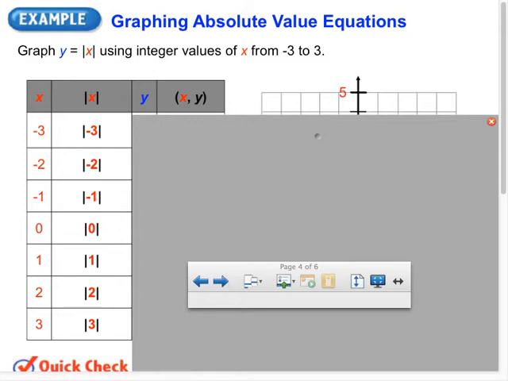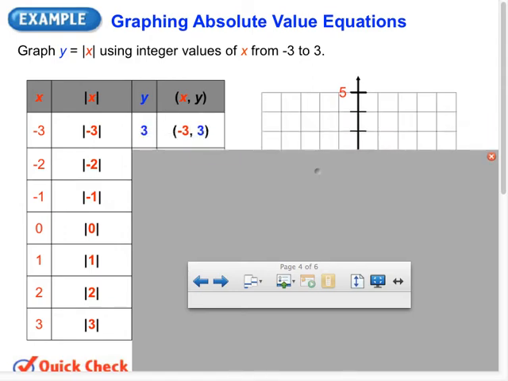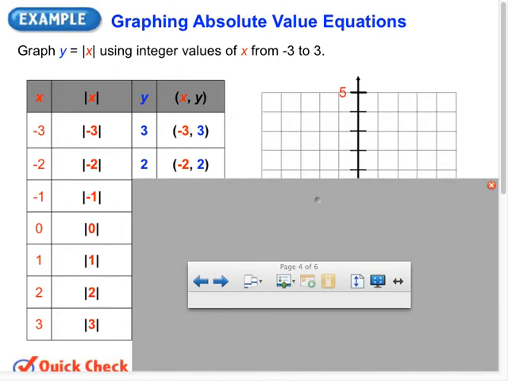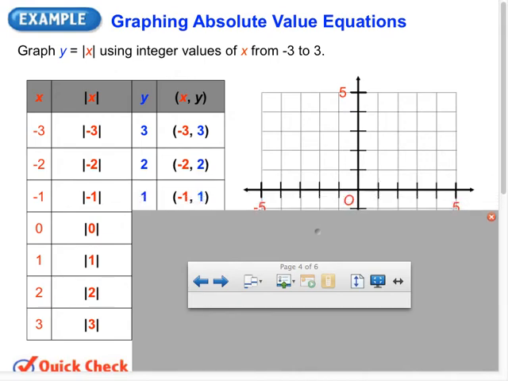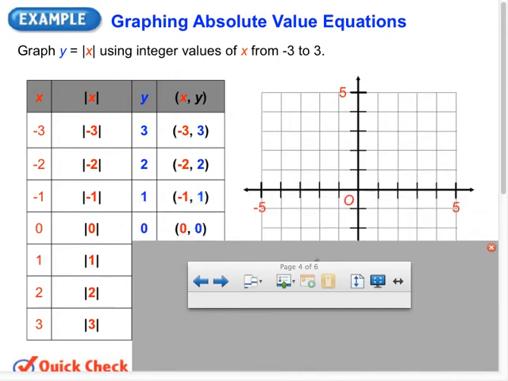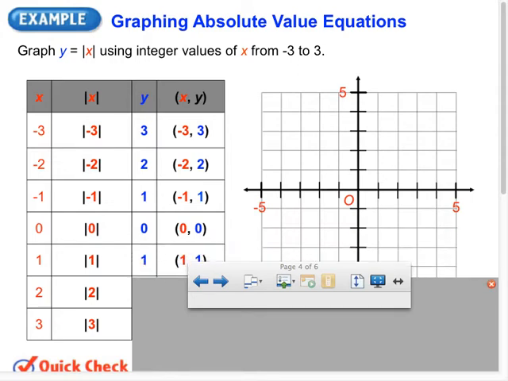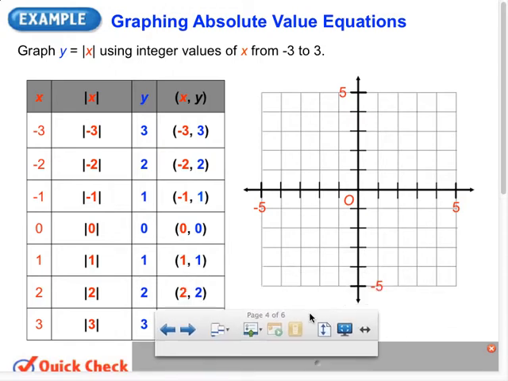So for this first, absolute value of negative 3 is what? Positive 3. Absolute value of negative 2 is what? What's the absolute value of negative 1? 1. Absolute value of 0? 0. Absolute value of 1 is 1. Absolute value of 2? 2. Absolute value of 3? 3. Okay. Now, observe the graph. Now keep in mind, the graph of y equals x is a straight line, but the graph of y equals the absolute value of x, watch what happens here.